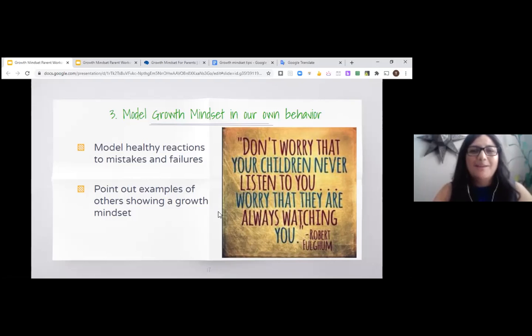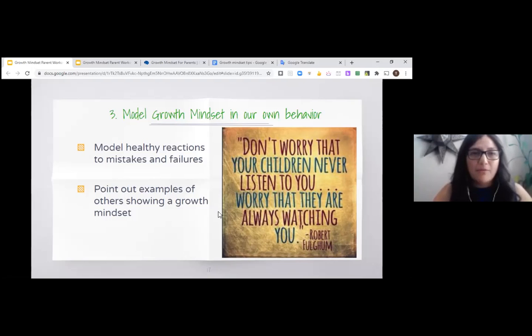And this quote, when I saw it, it kind of made me laugh, and I'm like, that's so true. So I'll read it out loud. It says, "Don't worry that your children never listen to you. Worry that they are always watching you." And it's so true, right? Even when you don't think that they're watching, they are. So it's important to really model those healthy reactions when we do make our mistakes and we do have failures, because we all do.